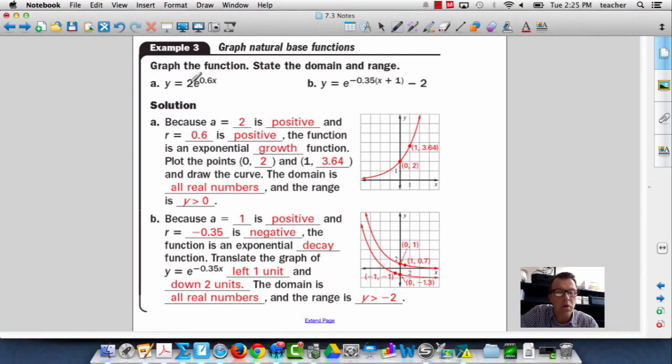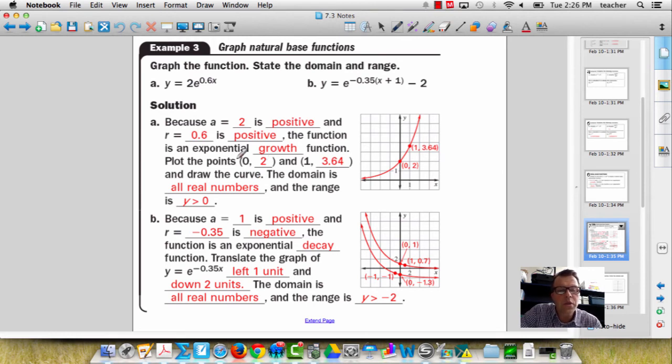Anyways, here we go. Let's go ahead and walk through it. So we should plug in 0 for x. And when you raise e to the power 0, you get 1. Anything raised to the power 0 is 1. And so you can see that 1 times 2 is 2. And that's easy. That's without a calculator. There's no way to get this number 3.64 without using a calculator. You would have to plug into your calculator 2e raised to the 0.6. So just realize the calculator is given to you. Then you just plot these 2 points, exponential growth. Domain, all real numbers. Range, y is greater than 0.